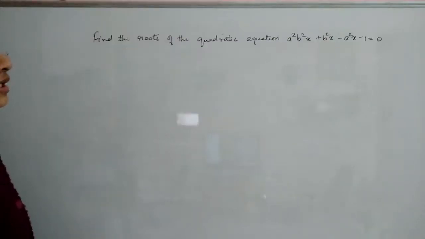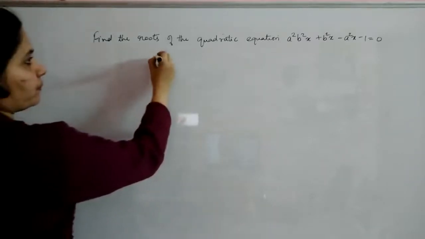Find the roots of the quadratic equation a square b square x square plus b square x minus a square x minus 1 equal to 0.